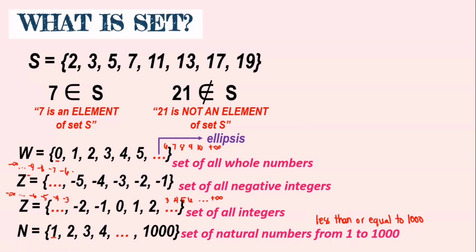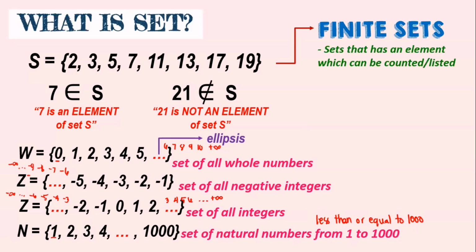Okay? So, ang mga sets natin can be classified as finite sets. Ibig sabihin, ito yung mga sets na yung element ay pwede nating mabilang. Okay? Sets that has an element which can be counted or listed. Okay? For example, sa set S, we have 1, 2, 3, 4, 5, 6, 7, 8. Ibig sabihin, we have 8 elements dito sa set S natin.